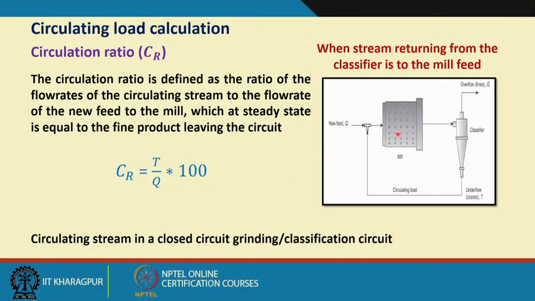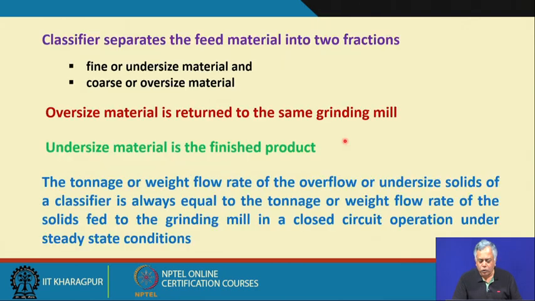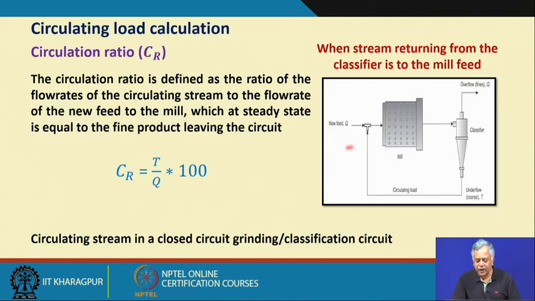So, this is the circuit I was talking about. I have shown you one circuit, where if your fresh feed has some particles which are already finer, I can have an orientation like this, that is the feed can first go to the cyclone and then be recycled this way.